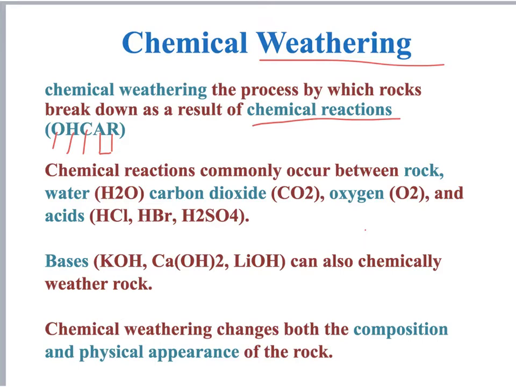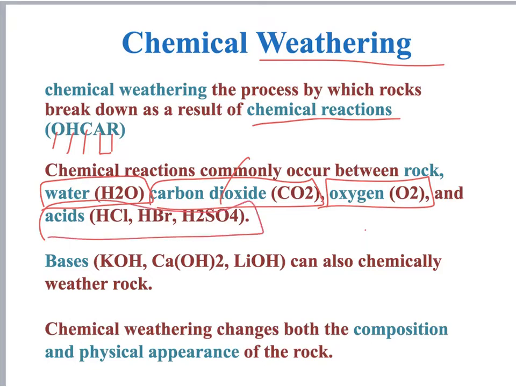Chemical reactions usually occur when different substances come in contact with rock: water, which is involved with hydrolysis; carbon dioxide, which is related to carbonation; oxygen, which is related to oxidation; and acids. No surprise, rock, as it touches a chemical, even a chemical like water, changes. And how it changes is the different type of chemical weathering.